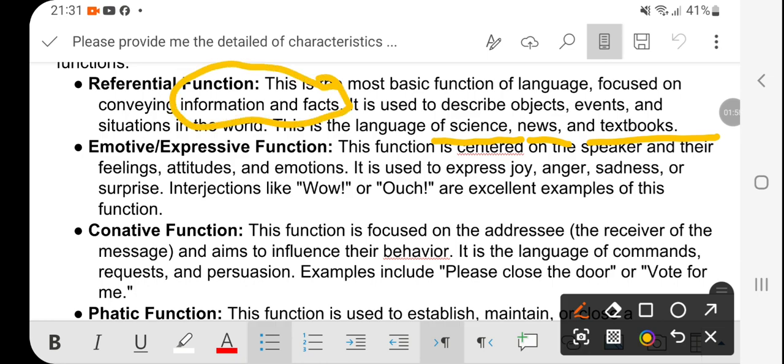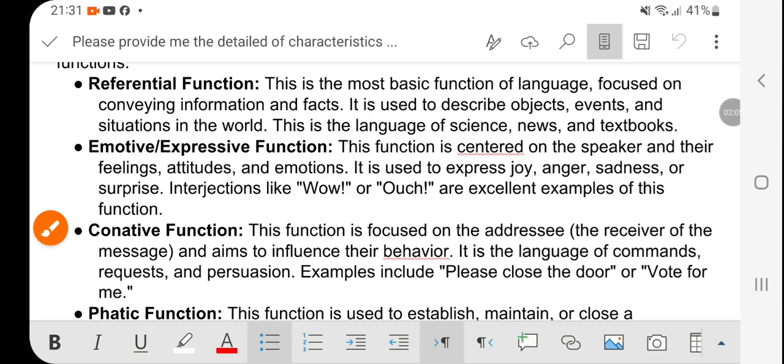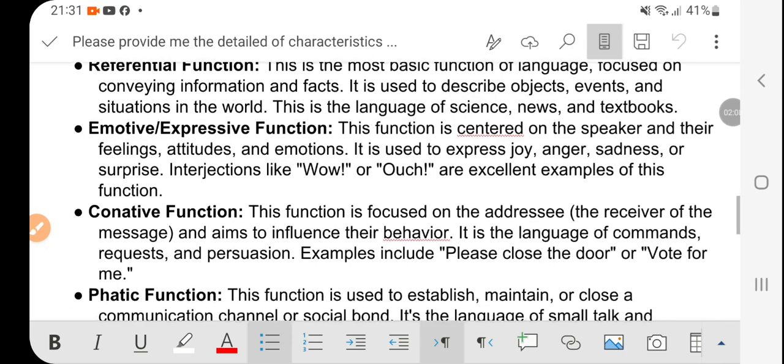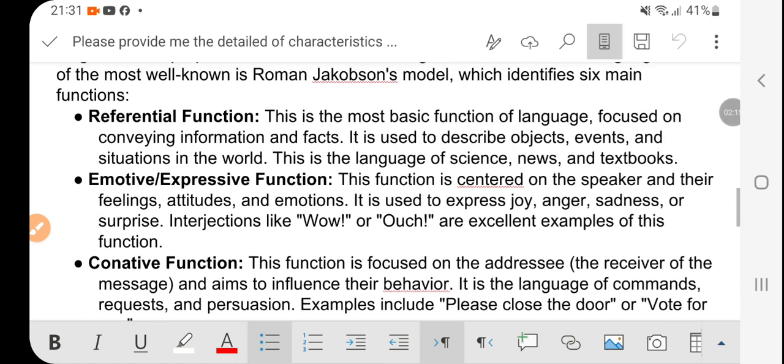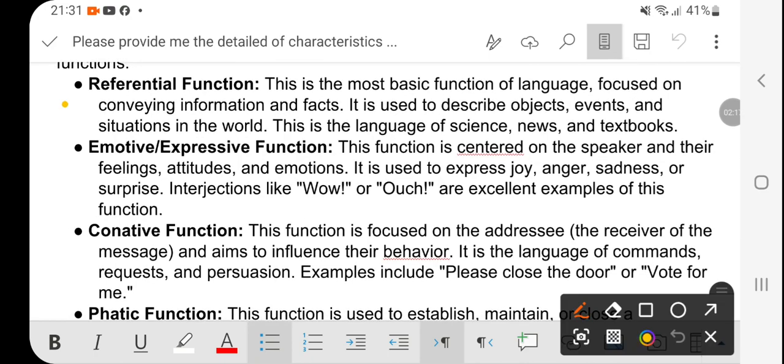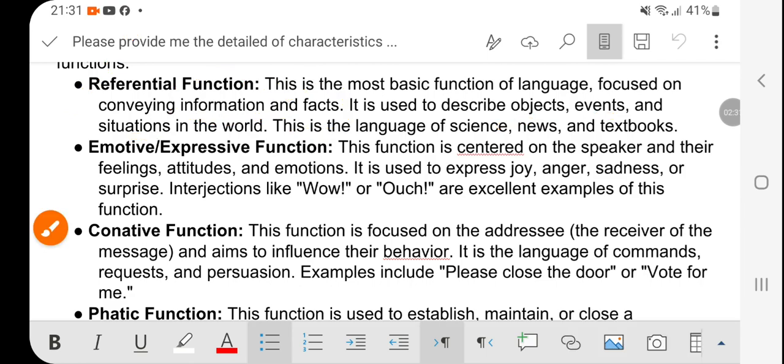Naturally, we use language for information and facts, and it is used to describe object, event, and situation in the world. What is the object, right? What is the event, and what is the situation? So that first is referential function. Referential function means language is used to describe objects, events, and situations, right? Or generally language is used for conveying information and facts. So this is the first function.